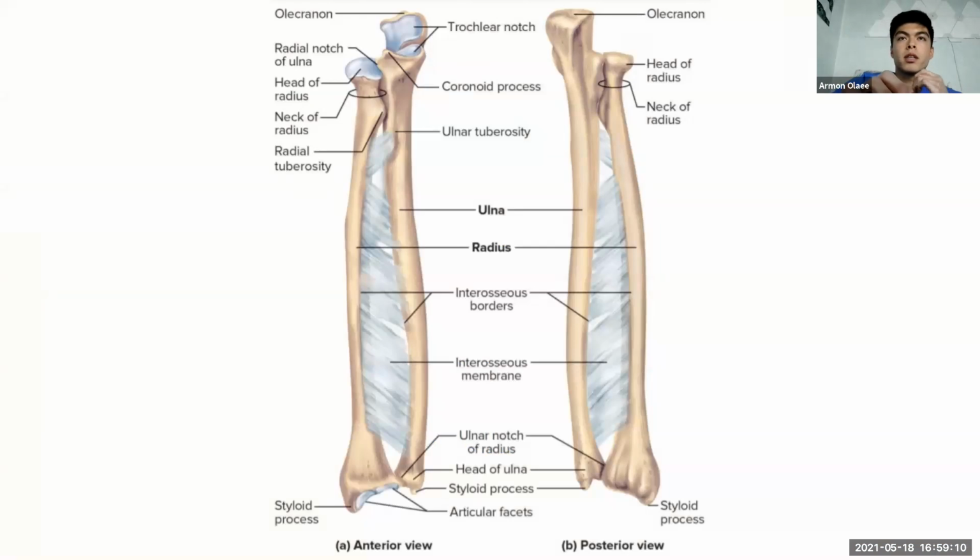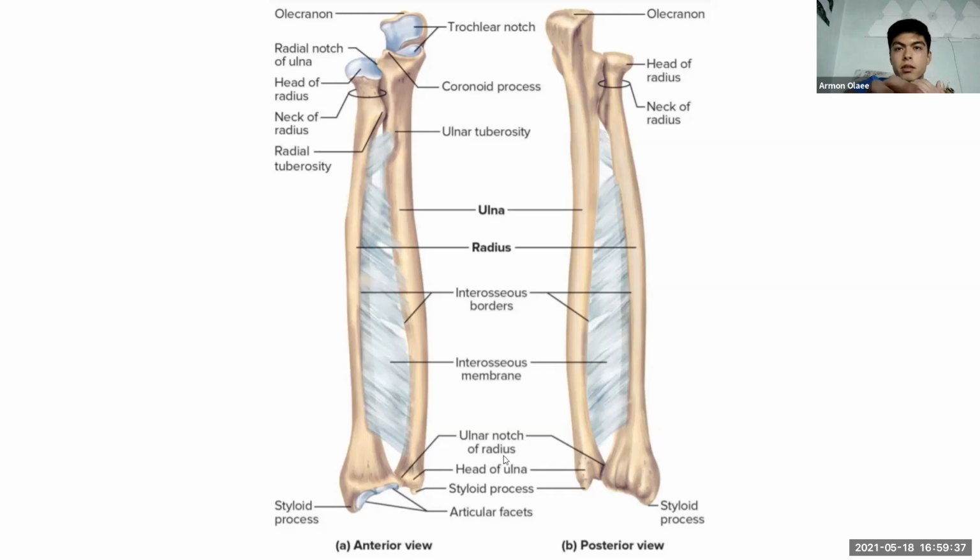So in this image, we can look at some of the features that are within the radius and ulna. At the top of your ulna, you have your olecranon, which articulates with the olecranon fossa that is in the humerus. So it touches that part of the humerus and it forms a joint there. As we can see here, the head of the radius is more towards the top. It is more proximal, while the head of the ulna is more distal and towards the bottom.